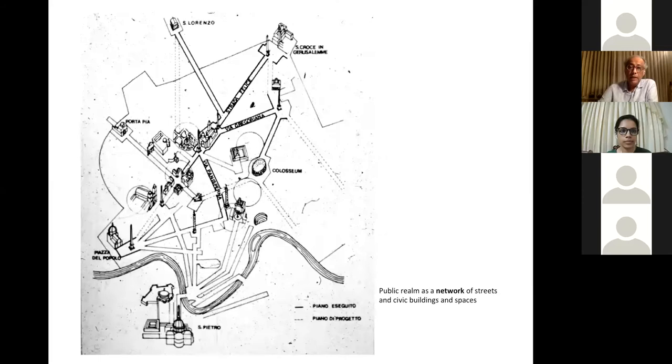The public realm is also a network, and I mentioned that before. It's a set of relationships between buildings and spaces, to make it simple. A city is not just buildings, and making just isolated beautiful buildings in a city doesn't make a beautiful city. It just makes a beautiful building. So oftentimes in mapping this, we look at relationships between buildings, between spaces, between buildings and spaces.